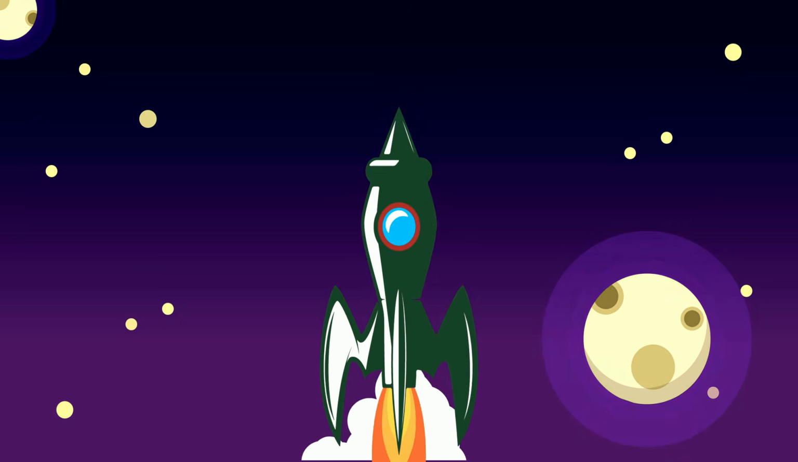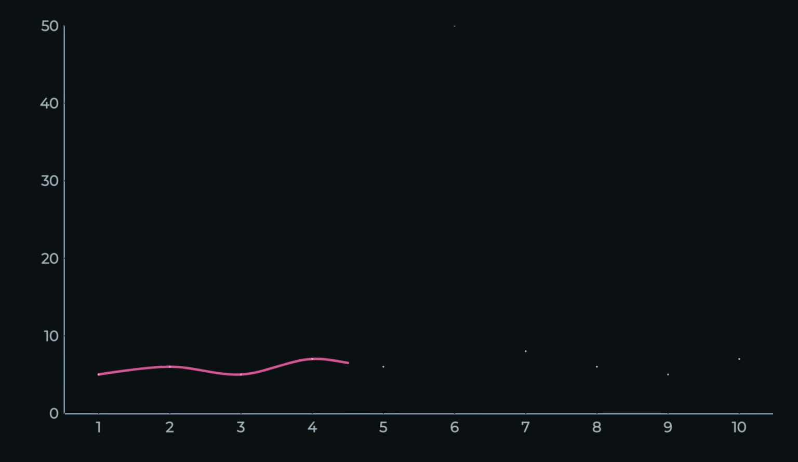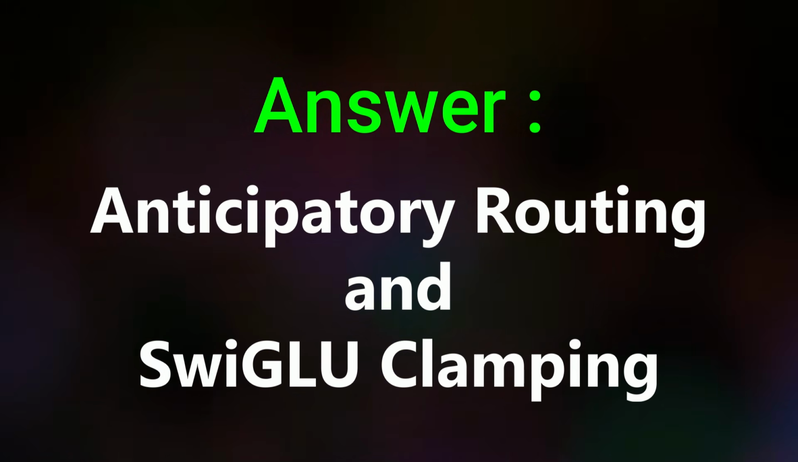Training a trillion parameter MoE model is like trying to control a rocket during launch. One small mistake and suddenly everything explodes. In AI training, this disaster is called the loss spike. Your training suddenly becomes unstable, performance crashes, and sometimes you have to restart everything. DeepSeek built two powerful safeguards to stop this: anticipatory routing and SwiGLU clamping.